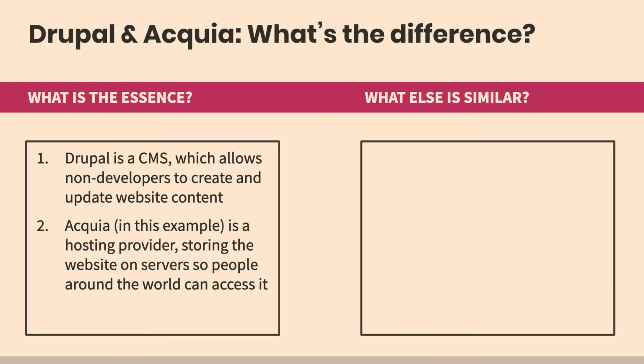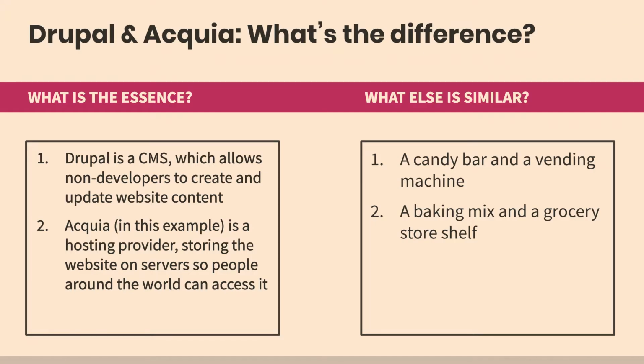So, all right, we have this content management system, we have this hosting provider. What else is similar? I started to think about it, maybe a candy bar and a vending machine. We have this candy bar that provides this experience of sustenance, and then we have this vending machine that distributes it to people, it allows people to access it. It's okay, right? We're on our way. I don't know why I was hungry when I was putting this deck together, but now I'm thinking maybe a baking mix on a grocery store shelf. Because a baking mix lets you bake a cake even if you're not a baker, just like Drupal allows you to change your website even when you're not a coder. And the shelf is a distributor that allows you to access that baking mix. And I think that's all right.